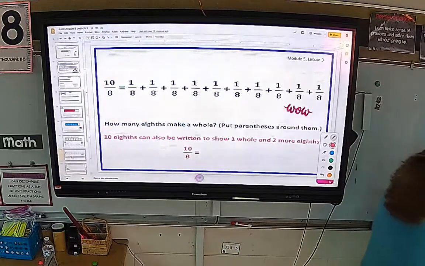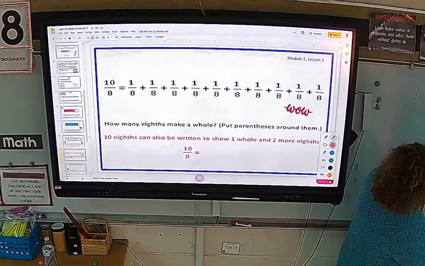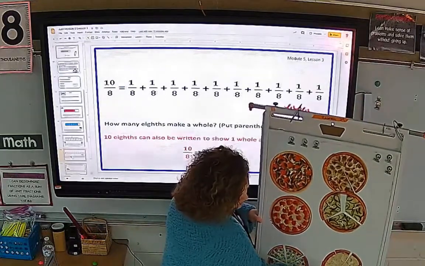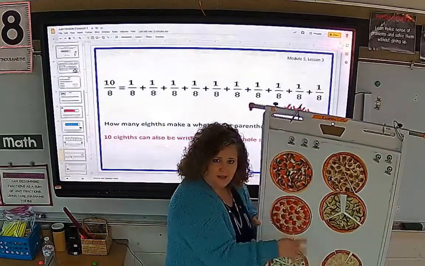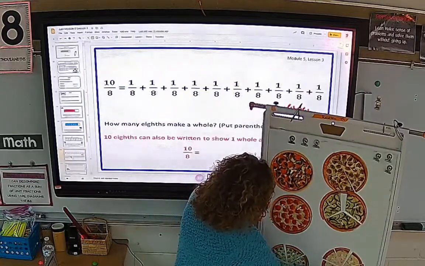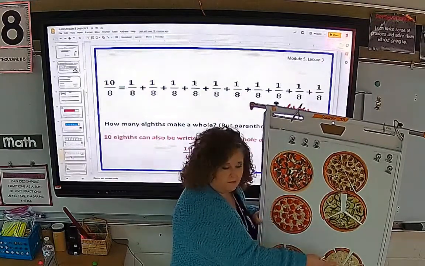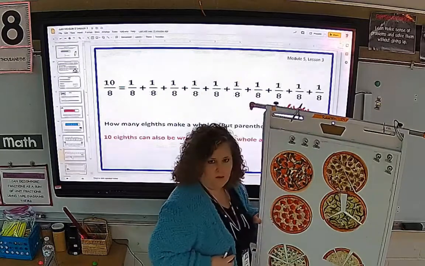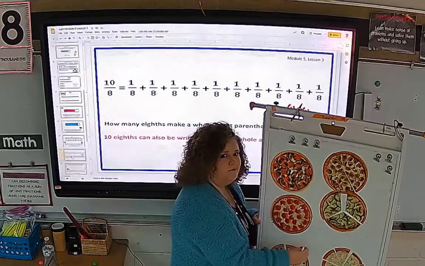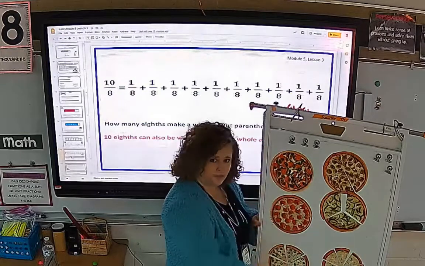If we look at the cheese pizza right here, these are all eighths, because this pizza is cut into 8 pieces. So how many pieces do I need to make the whole thing? I need all 8 of them, don't I? Because if even one is gone, I don't have a whole pizza. So I need all 8 pieces. When it's cut into 8 pieces, I have to have all 8 pieces for me to have one whole.